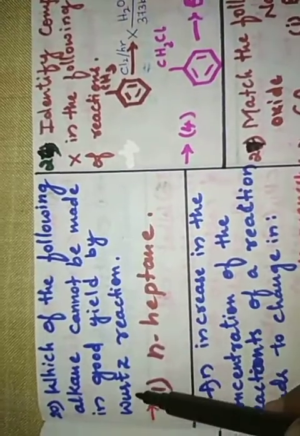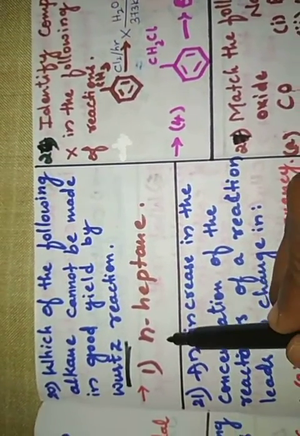Which of the following alkanes cannot be made in good yield by the Wurtz reaction? If you do the Wurtz reaction, then the good yield is n-heptane. An increase in the concentration of the reactant of a reaction leads to a change in collision frequency. The answer is collision frequency. On electrolysis of dilute sulfuric acid using platinum electrodes, the product obtained at the anode will be SO2, sulfur dioxide gas. Which of the following is a basic amino acid?